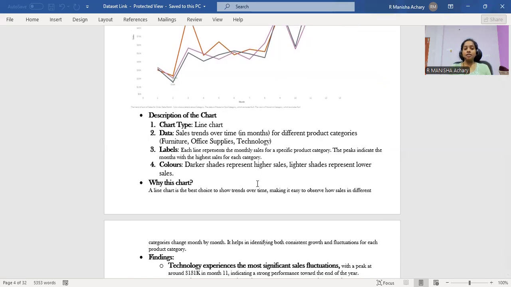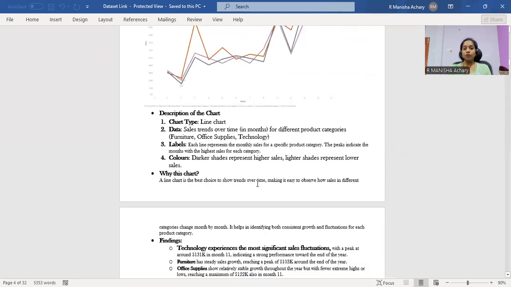Why this chart? A line chart is the best choice to show trends over time, as I explained before, making it easy to observe how sales in different categories change month by month. It helps in identifying both consistent growth and fluctuations for each product category.